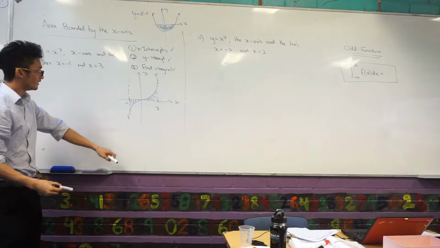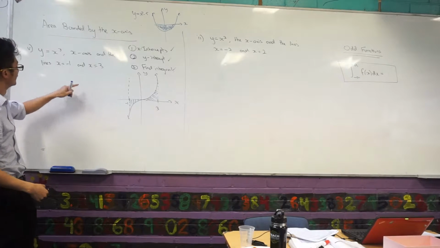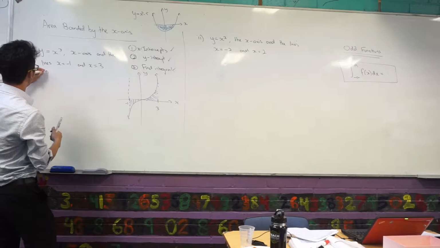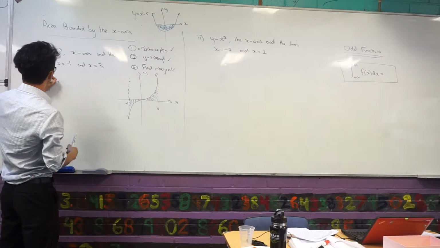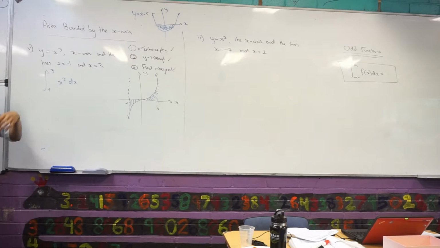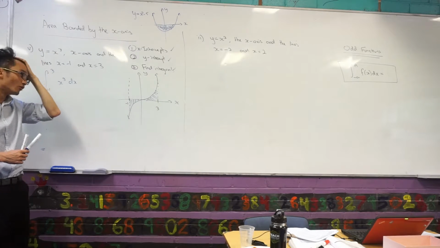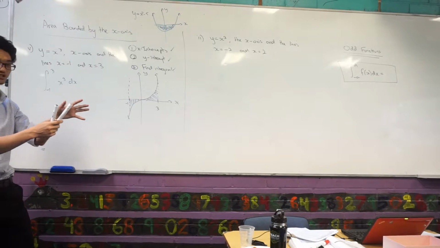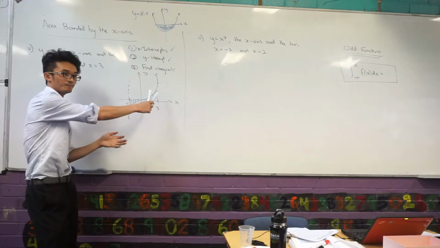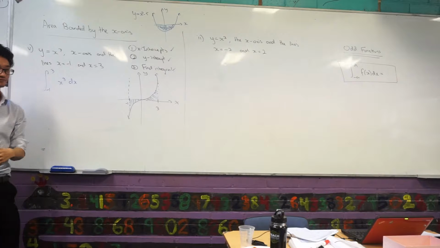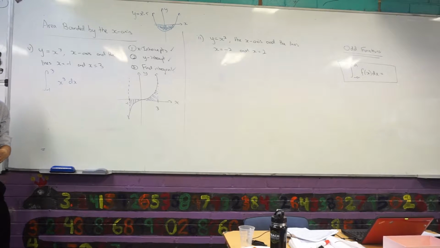Let me just think about it. If I just took the integral from negative 1 to 3, would that work? No, it gives you 20. Why? What would happen if I did it that way? Have a look at the graph here, and what's the actual issue? Why can't I just do that to find the area?